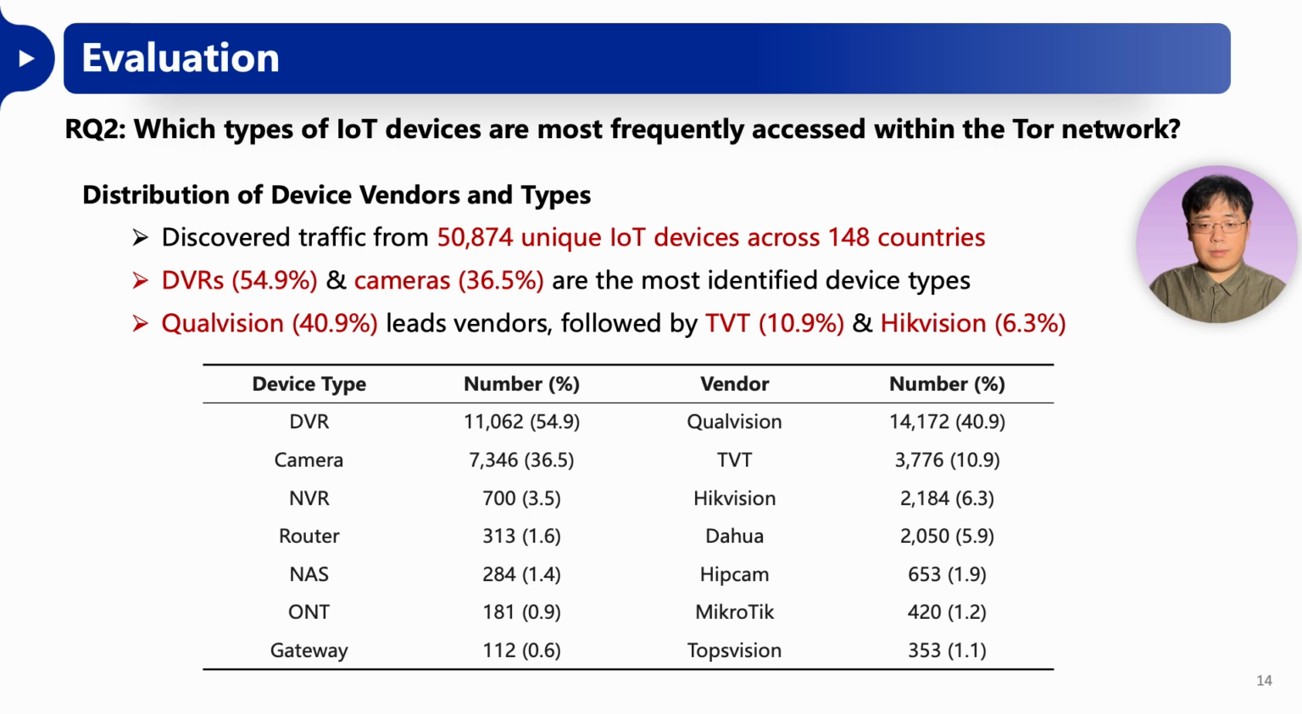Next is which types of IoT devices are most frequently accessed within the Tor network. We discovered traffic from over 50,000 unique IoT devices across 148 countries. Digging deeper, we found that the vendor and type distribution follows a long tail, with only a few manufacturers like CoreVision and a few types like DVR and camera being targeted.